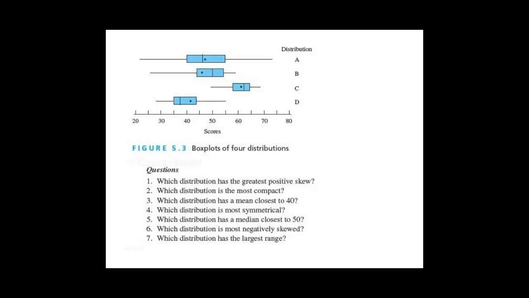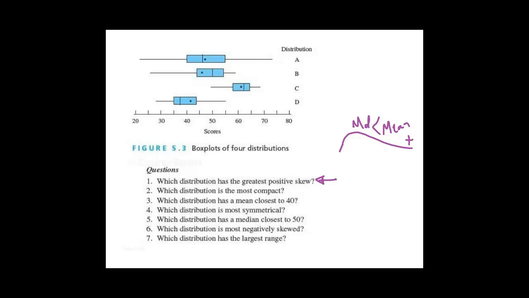Let's go through the questions that Spatz asks about figure 5.3 in your text, and just make sure that we understand how we can look at multiple box plots at a time to come to some interpretations. The first question he asks is, which distribution has the greatest positive skew? Just to review, a positive skew means that the tail is on the right. And that also means that the mean is greater than the median. So the mean would be on the right-hand side.